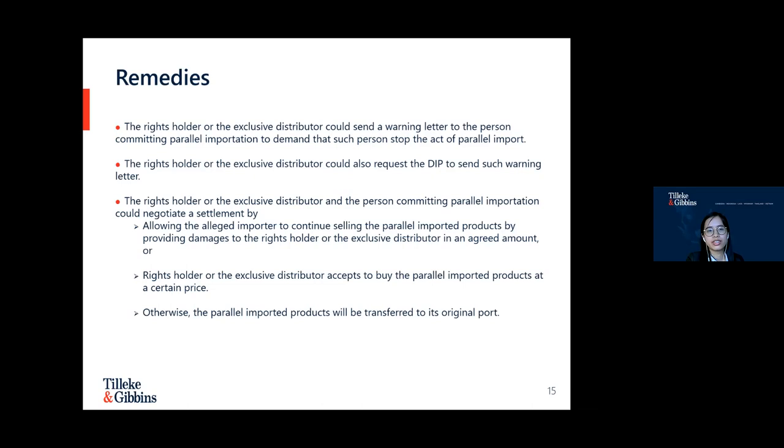and the person that committed the parallel importation will be able to negotiate on a settlement by either allowing the alleged importer to continue the sale but provide damages to the right holder, or the right holder accepts to buy the parallel imported goods at a certain price. If there is no settlement or agreement, the parallel imported goods will be transferred back to the original port.